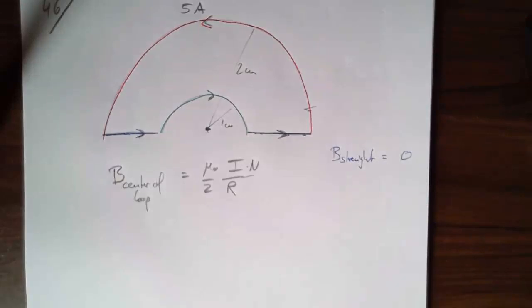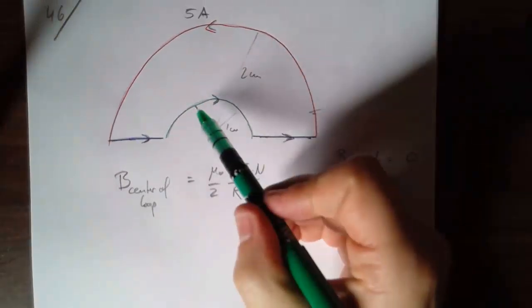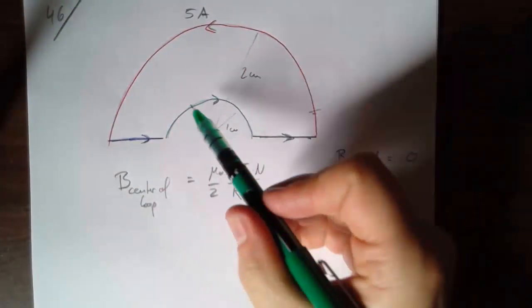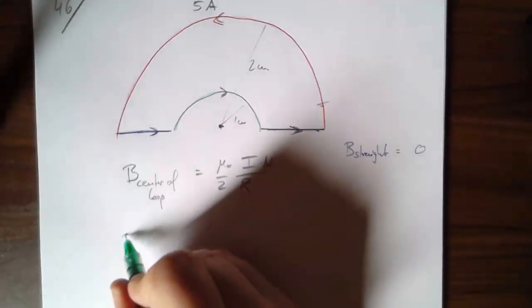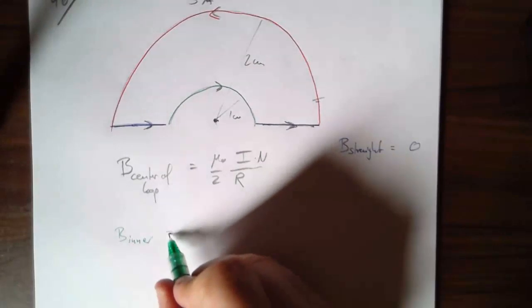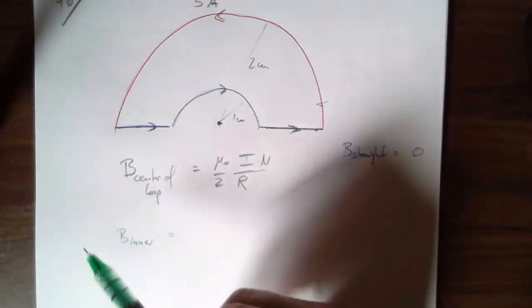So we only have to worry about the remaining 2 parts of this. So let's call this the inner loop and the outer. The inner loop is half a loop, right? So this one here, we're going to get B due to the inner, so the inner segment of the wire. Well, what shape is this? It's half a loop.